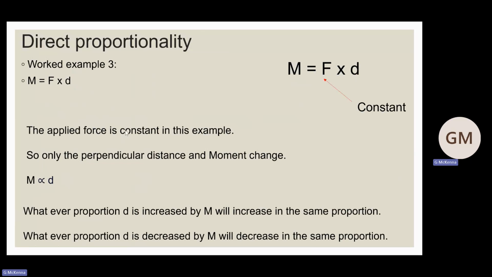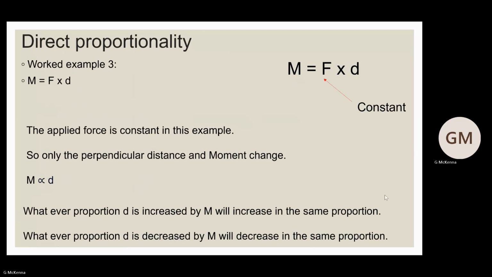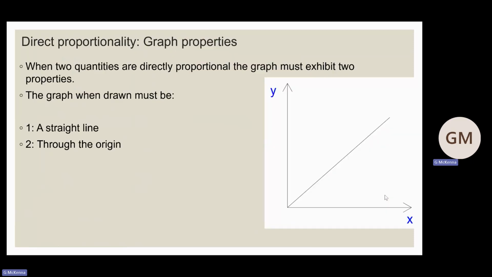Similar to our two previous examples, whatever proportion d goes up by, m must go up in the same proportion. Whatever proportion d goes down by, m must decrease by the same proportion as well. And again, just pause the screen and copy down these respective notes. That really ticks off the requirements of learning objective 1.